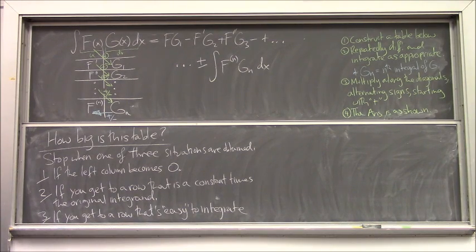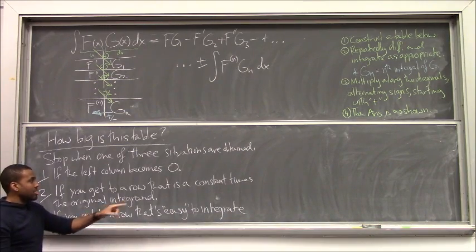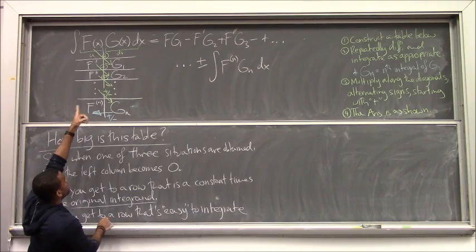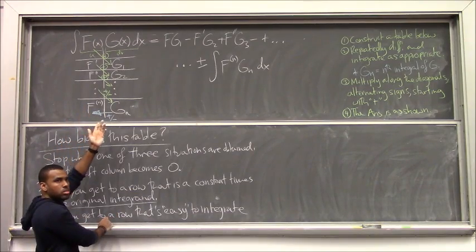I have a question. Yes. Rule 2 says, stop if you get to a constant times the original integral. If you differentiate the constant one more time, don't you get 0 and you get both of them? No, it's not a constant. It's a constant times the original integrand, which means whatever that function is, it's not going to be a constant.